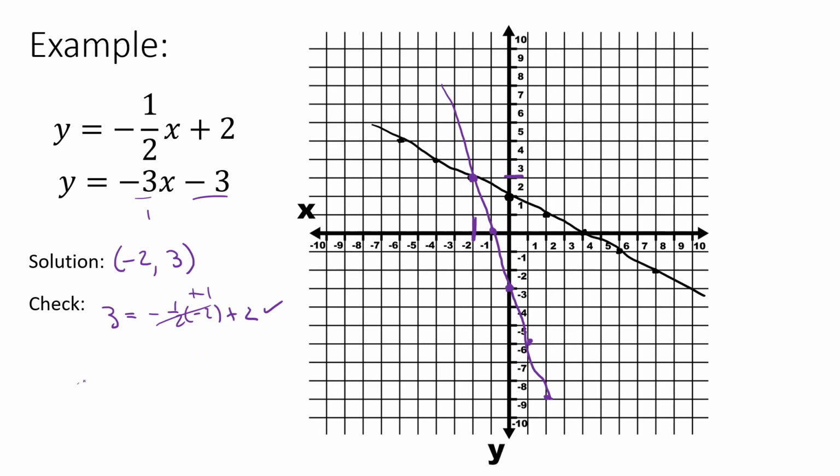Okay, same thing in the other one. Plug in -2. -3 times -2 minus 3. Well, that's going to be +6. And yeah, +6 minus 3, that's going to work out.